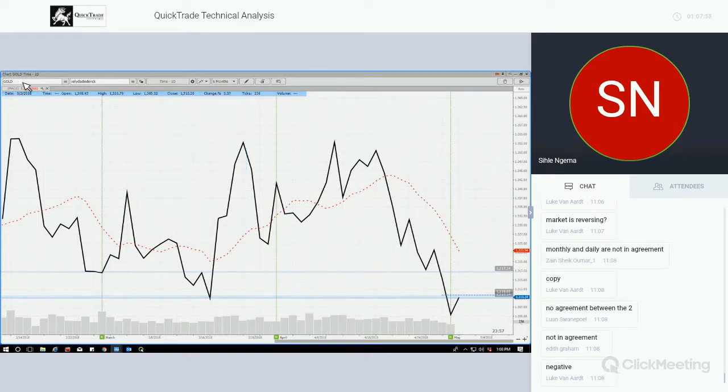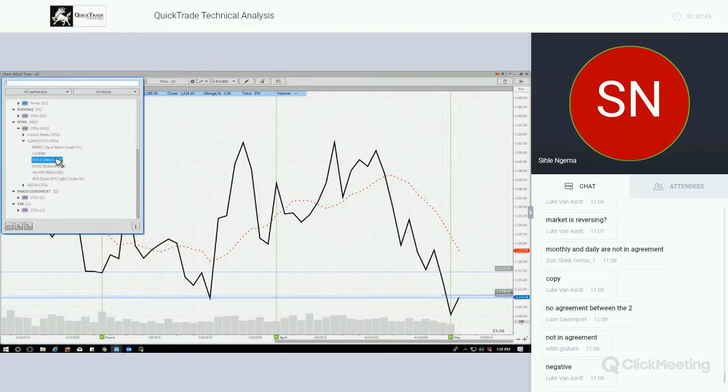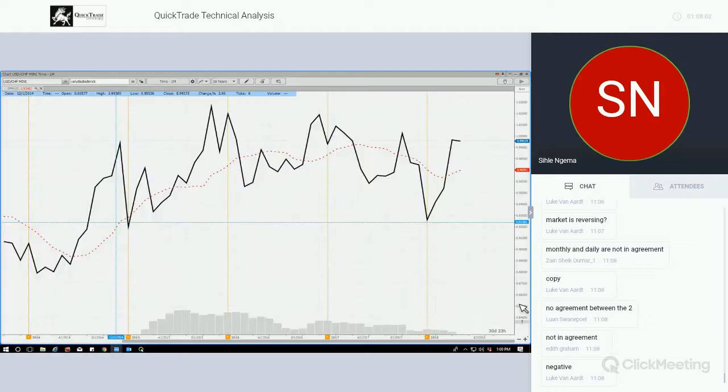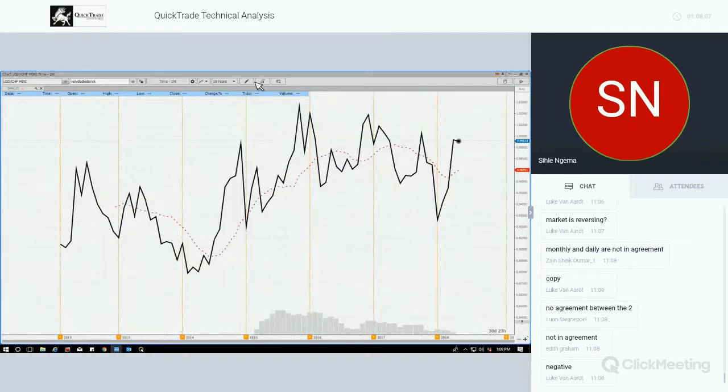Okay. Let us look at the US dollar Swiss franc. I think now we'll be able to pick it up. We'll use the same strategy. Okay, US dollar Swiss franc mini. Let us look at the monthly. This is how I want you guys to analyze this market going forward. If you can hang on to this, you will get it right.